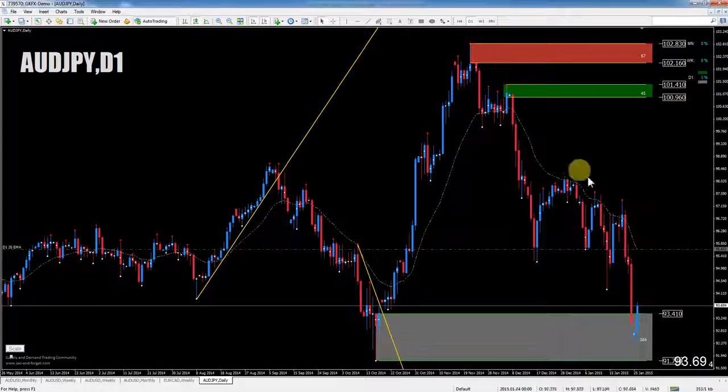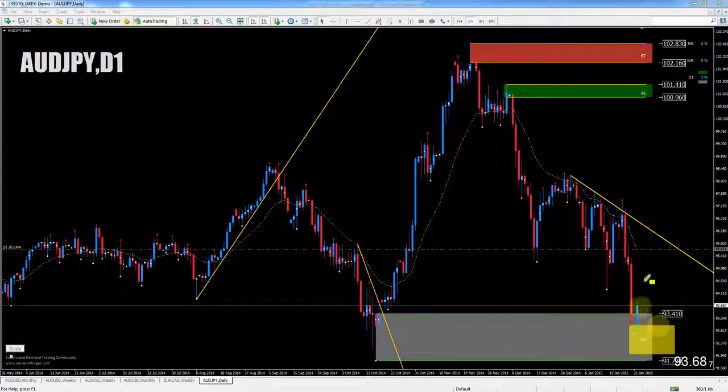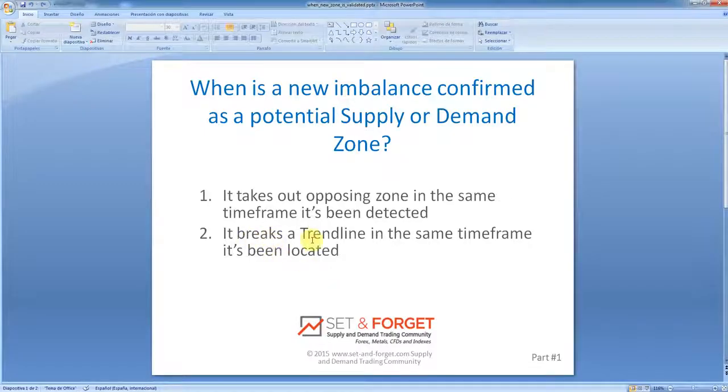Okay, so now if we continue, as you can see, on the Oxygen, we connect the latest imbalances and all that. Then this is supply, etc. And if we break this trend line, the level that is created right here, okay, if we break this trend line, then this level will be validated. We are talking about trend lines only here. We are talking about the second point. It breaks a trend line.